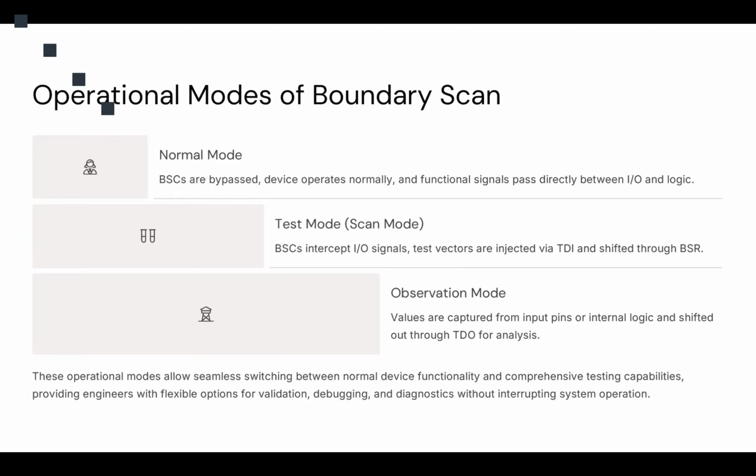Now, JTAG is not just about debugging and testing. Because we have scan cells on every single pin, it also gives us observation capability. So we have another mode, the observation mode. In this mode, we don't run a test, so we don't intercept the signals coming from the core logic. The scan cells get tuned to capture those values.